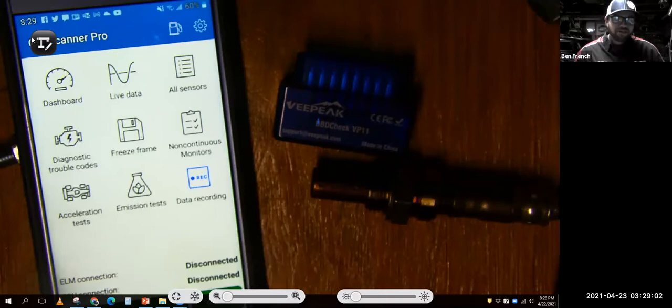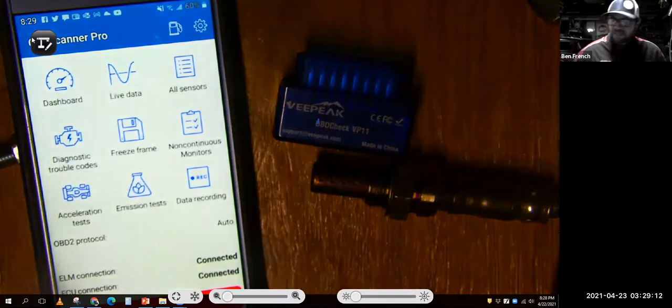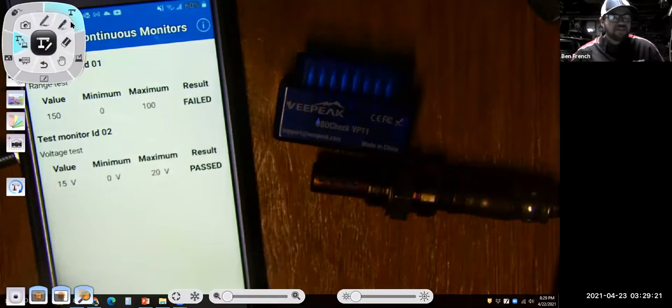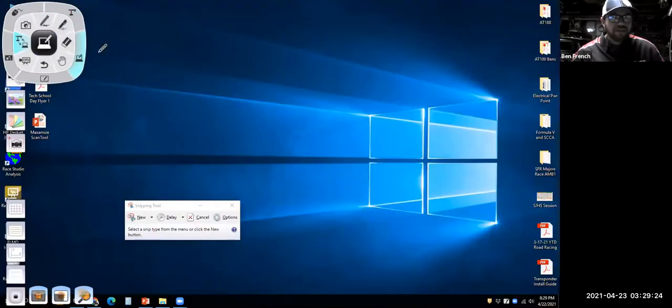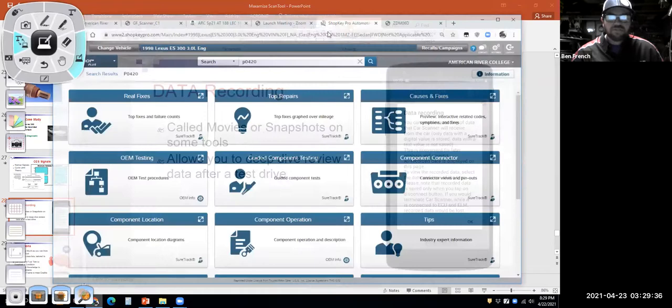So custom data list, looking at those O2 sensors would be really important, graphing them out. Do a data recording going down the freeway. Again, look at those O2 sensors. But here's another important one. I'll go back to the demo real quick. Non-continuous monitors. Remember, this is where we find mode 6, our TIDs and SIDs. So let me switch this back to my computer screen and our presentation. Back to the internet.